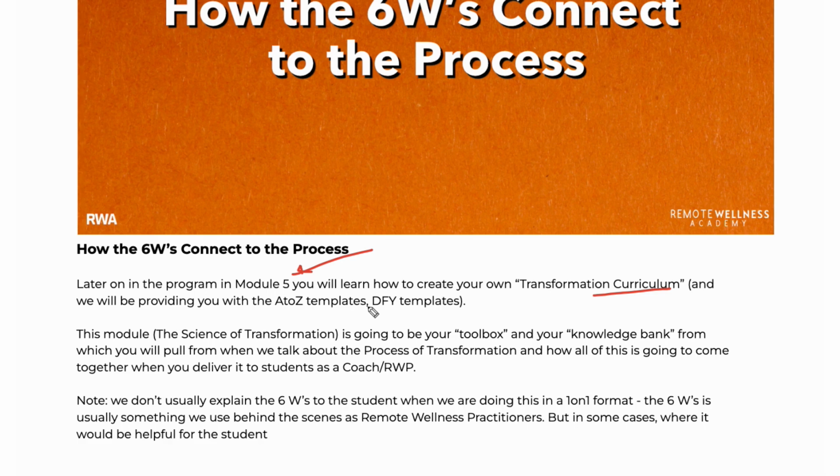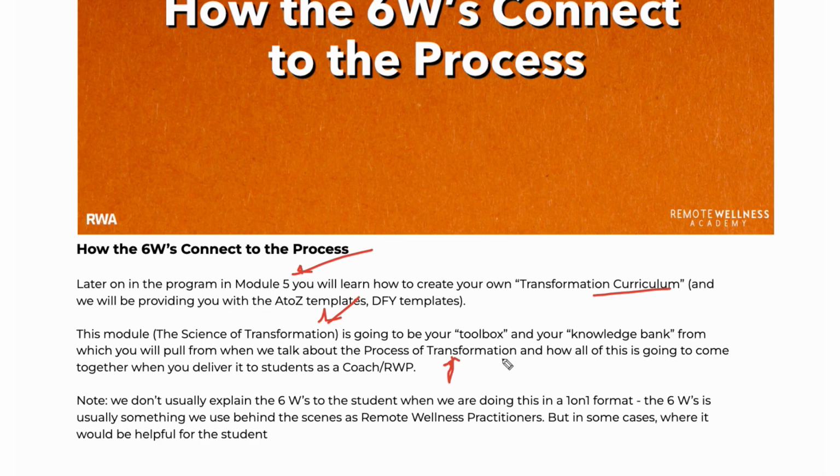But the purpose of me talking about this right now is I want to connect module number 3, which is the module that you're in right now, to module number 5, which is the module we're going to come to later on inside of this program. Okay. So this module, the science of transformation, is basically going to be your toolbox. It's going to be your knowledge bank from which you are going to pull from when we actually build on what it is that we talk about in the process of transformation.